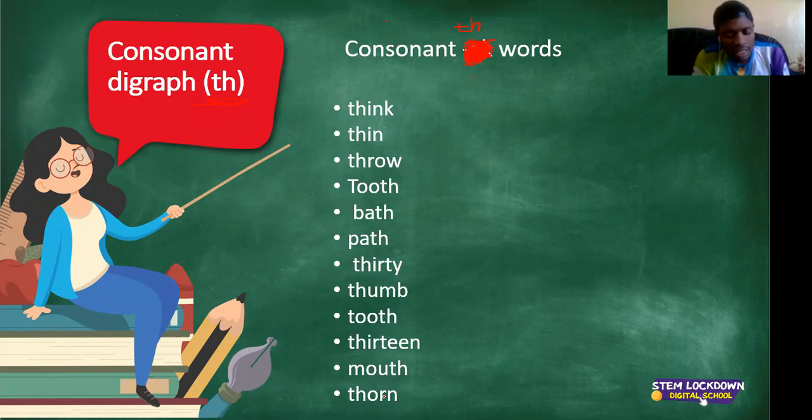I'm going to give you guys about 2 full minutes to write this down. Think, thin, throw, tooth, bath, path, 30, thumb, 13, mouth and thorn. 2 minutes to write down all of these words. Please write them down.